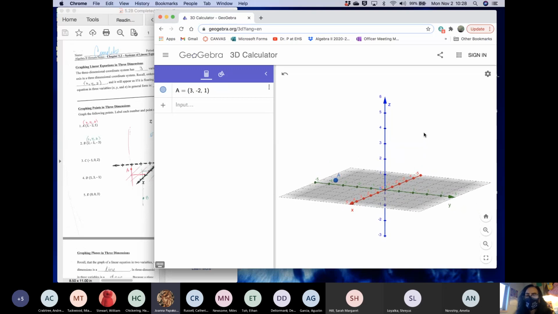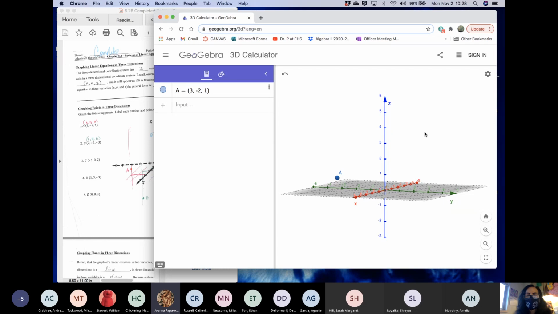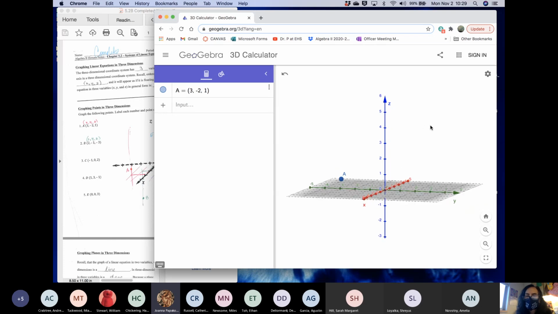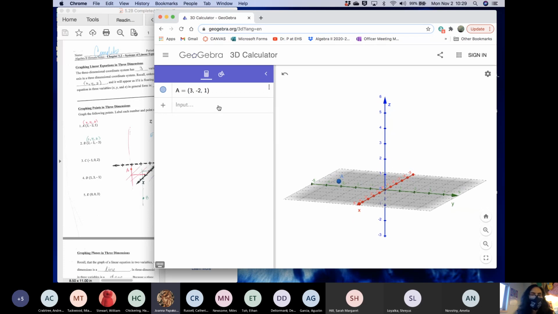So if I wanted to look at the point (3, -2, 1), remember we came forward 3, we went back 2, and then we went up 1. So you can actually play with it. This is beautiful. 3 space. I love it.